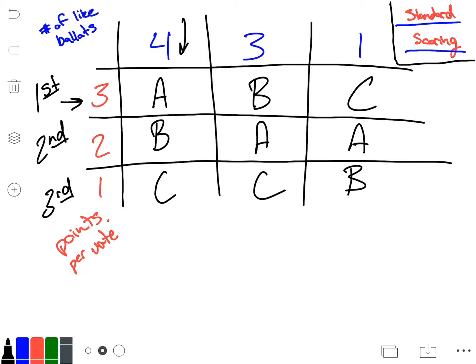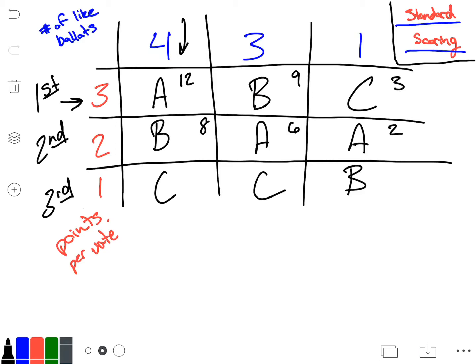So it'll be 3 times 4, and that'll give us 12 points for A. We'll continue along the top row here. 3 times 3 gives us 9, and then 1 times 3 will give us 3. Let's move down to the second place votes. These are all worth 2 points each. We have 4 votes for second place for B. 4 times 2 is 8. 2 times 3 will give us 6. Then 1 times 2 will be worth 2 points.